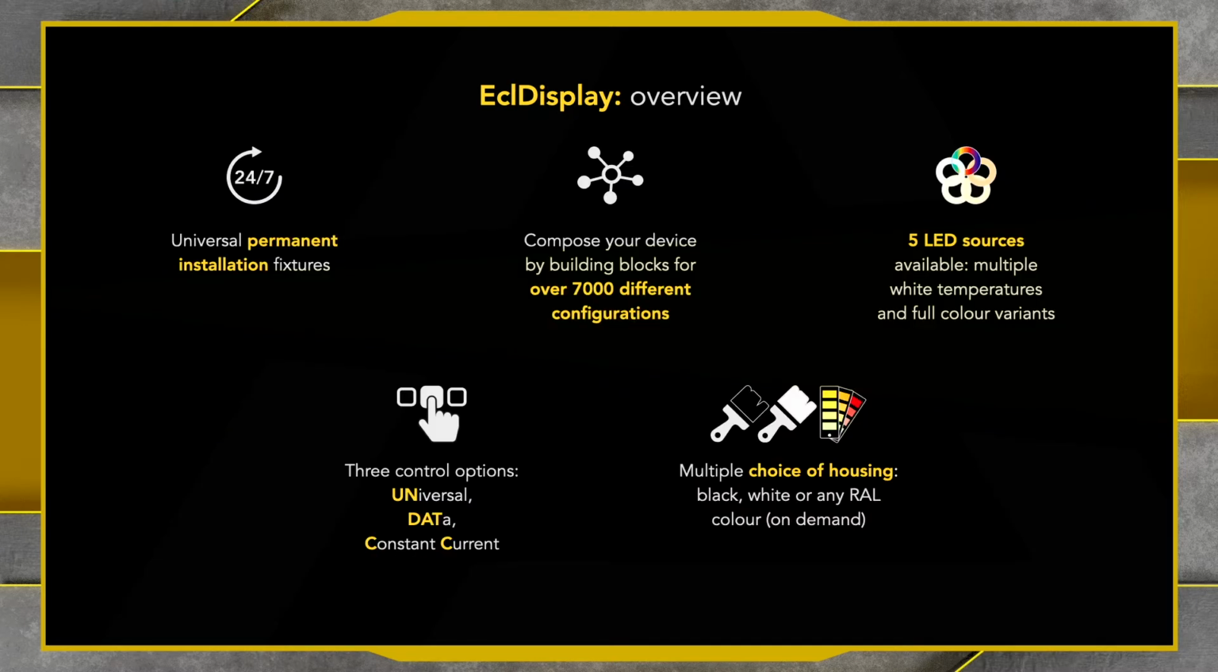So this is a universal permanent installation fixture. Whether it's an art gallery, a museum, or a theater, we can install these units as a permanent set, and they'll be very long-lasting fixtures. You can compose your device from building blocks, with over 7,000 different configurations. From different accessories, colors, and LED sources, there are many different ways of using these products. We've got 5 different LED sources available, so multiple white temperatures and color variants, which we'll look at later in the presentation.